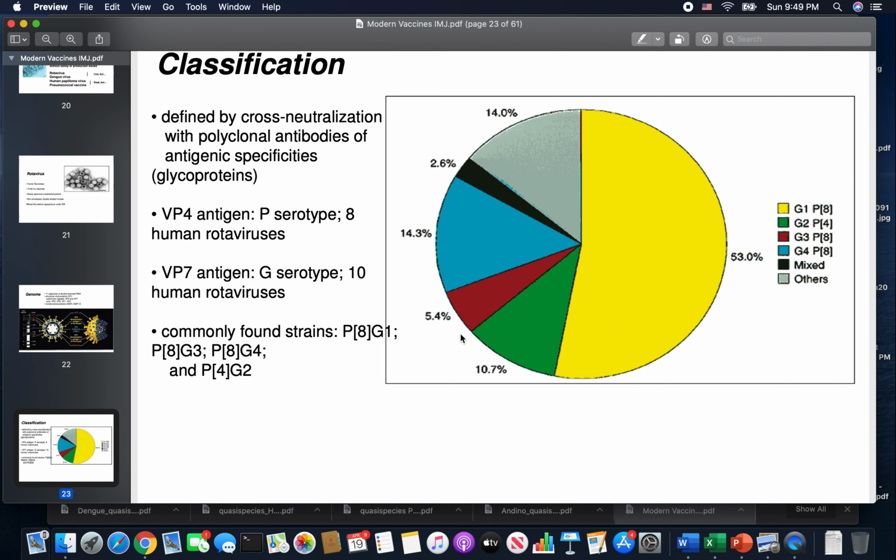So we classify rotaviruses based on antibody neutralization, because this is kind of how your immune system would see them. If antibodies recognize these viruses as different, then probably somebody's immune system will. And so they can cause potentially different kinds of disease, or protection against one might not be protection against another one. Yeah, they're defined by neutralization with antibodies of different specificities, so different kinds of antibodies. And so these are going to be looking for the VP4 and the VP7 antigens.